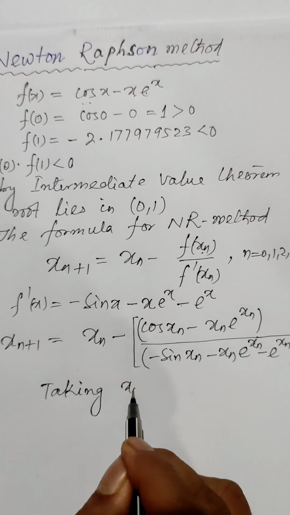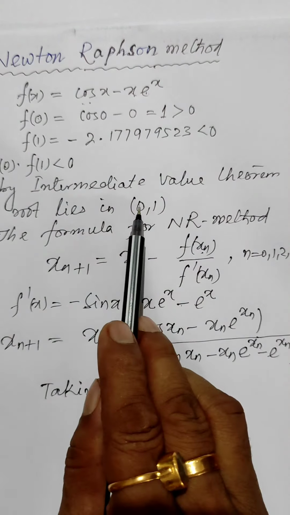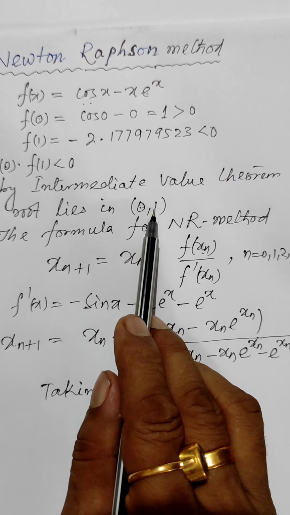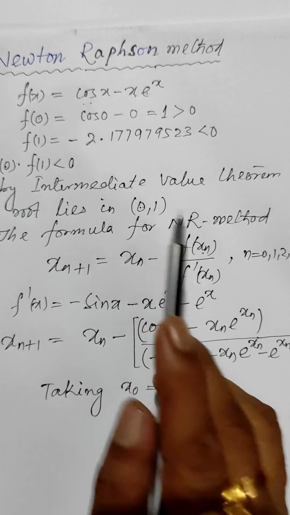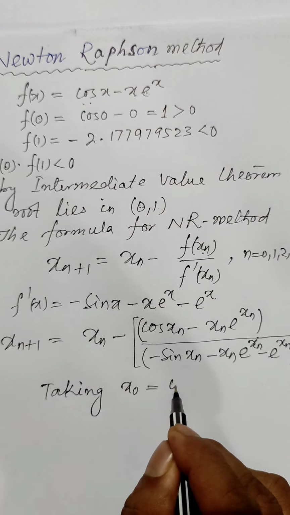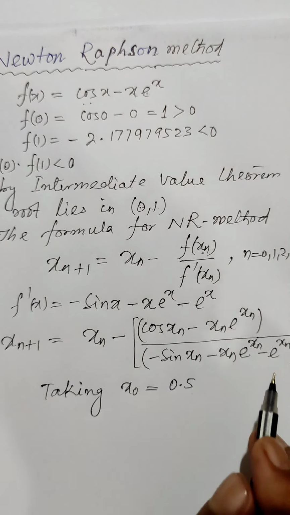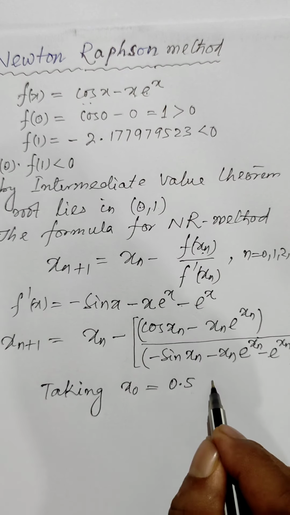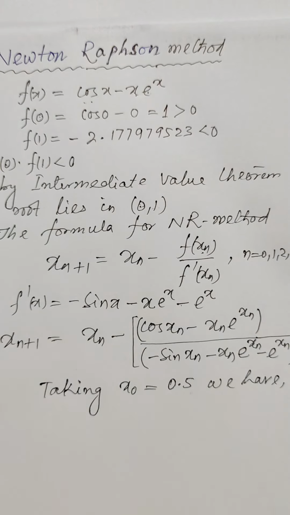So taking x0, and now how to take the value of x0? It will be better for you if you take the midpoint of the interval. Your interval is 0 and 1, so within 0 and 1 let us take the midpoint 0.5. Anything you can take, 0.1, 0.2, 0.3, anything. Taking x0 equal to 0.5, I am using the programming method.